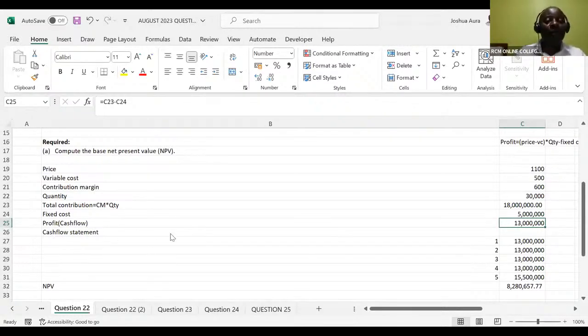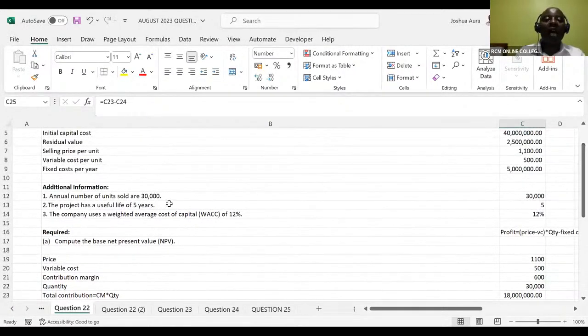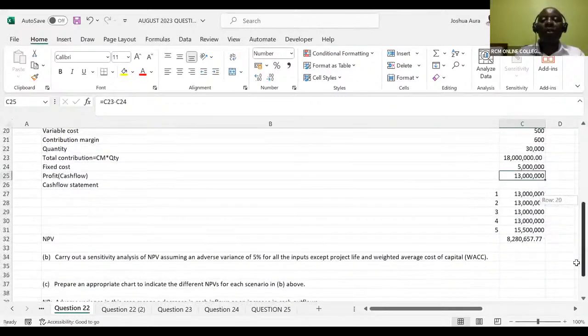And in my cash flow statement that I'm doing here, I know that this 13 million is an annuity. How do I know it's an annuity? It's because these 30,000 units that I used here are annual. We shall be selling 30,000 units every year. Look at even the fixed cost per year. Once you start seeing those figures, then you know that you are dealing with an annuity. So to simplify this, what I'm supposed to do is just to come and repeat this 13 million.